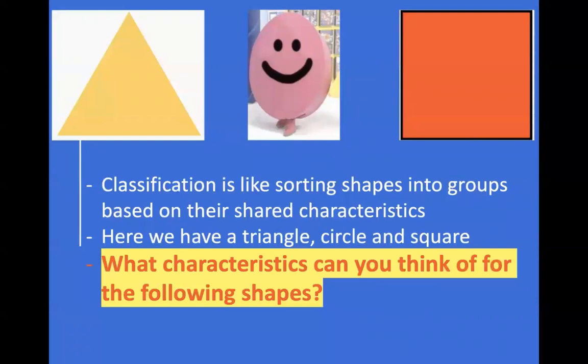Now there's this thing called classification. It just means sorting into groups. Okay, so here we've got three different shapes: a triangle, a circle, and a square. What characteristics can you think of for the following shapes? What can you think of for a triangle? Okay, pause the video and then we'll go through it.